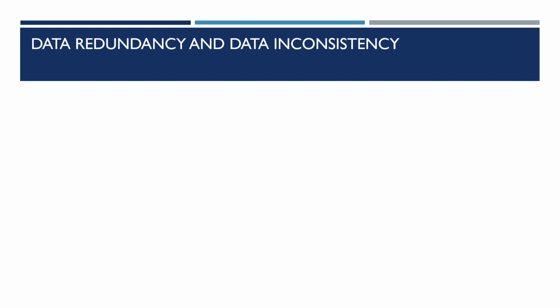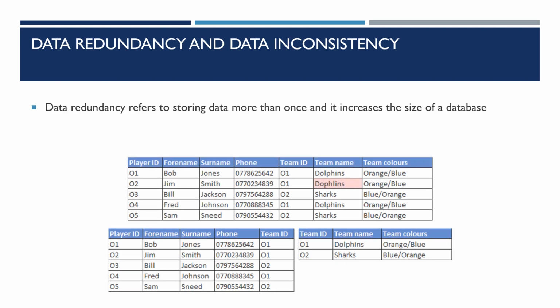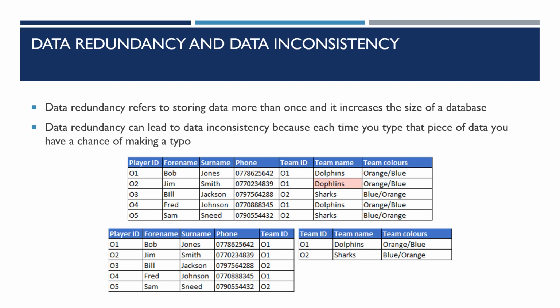Relational databases can help us to overcome the problems of data redundancy and data inconsistency that are found in flat file databases. Data redundancy refers to storing data more than once. This obviously increases the size of a database. For the simple example we're looking at, it may not seem like that much, but for a large firm with thousands and thousands of records, it can make a very big difference to the size of the database they're trying to manage. Data redundancy can lead to the other problem, data inconsistency.